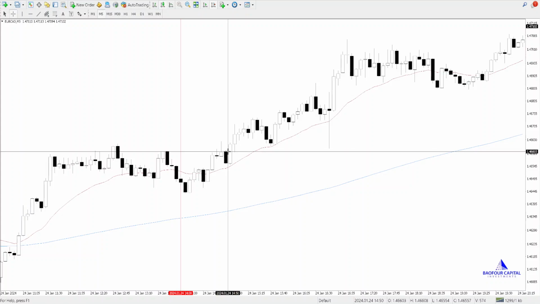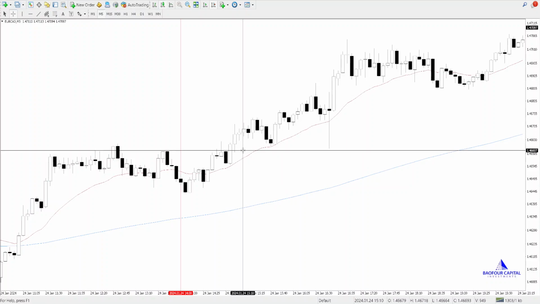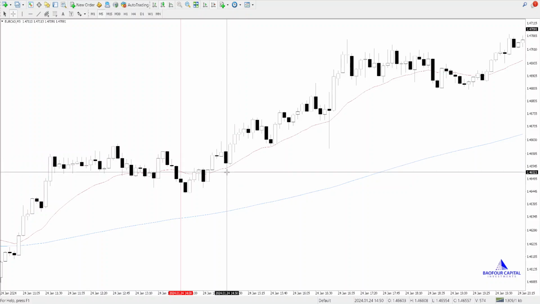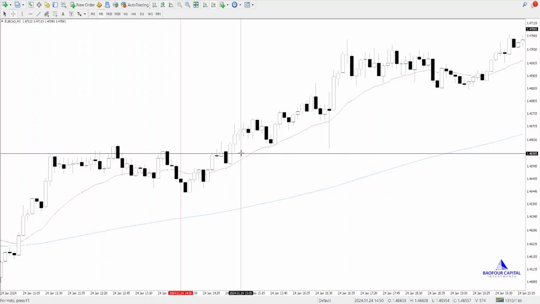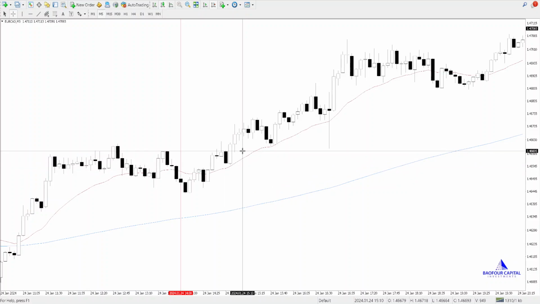So right here, don't pay attention to the thickest part of the crosshair, but just the horizontal line there. Right there at the high of that black candle, which is this one right here. So let me go back over here. That would be a first entry. Here at the break of this white bullish candle, that would be a second entry.